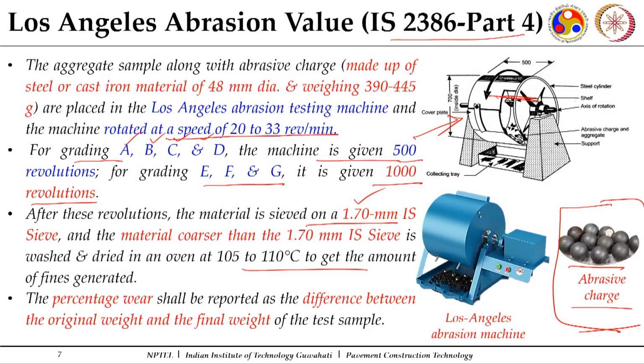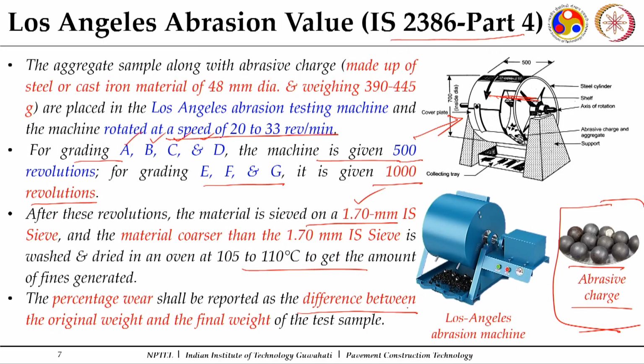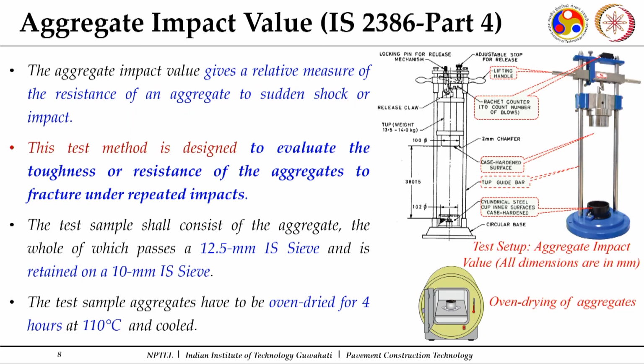Depending upon which layer you are using, there are different percentages given for the abrasion resistance. It gives the percentage of fines generated with respect to the initial weight. So the percentage wear shall be reported as the difference between the original weight and the final weight of the sample. Now in addition, what we are experiencing here is a fall of steel balls from a height, along with that the aggregates rub with each other. So a good amount of impact as well as abrasion is happening.